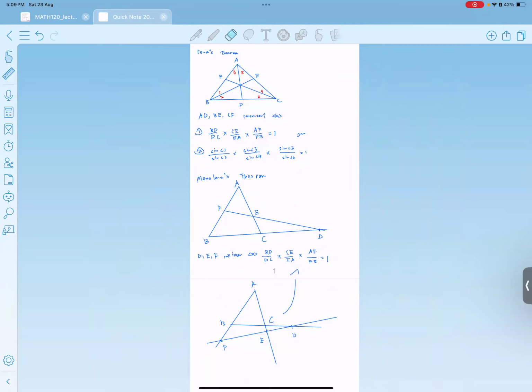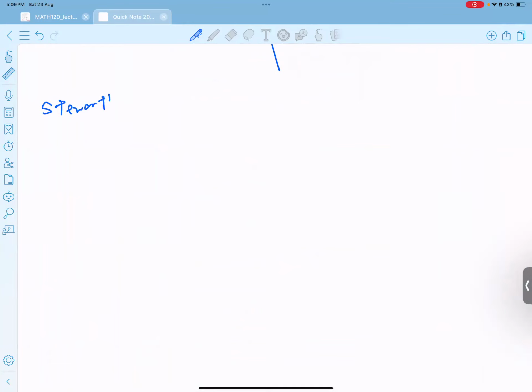Cool. Next, we're going to talk about another theorem that's not as frequent, but it's still good to know. So you have a triangle ABC. Let's try again. You have triangle ABC. You have a point D anywhere on segment BC.